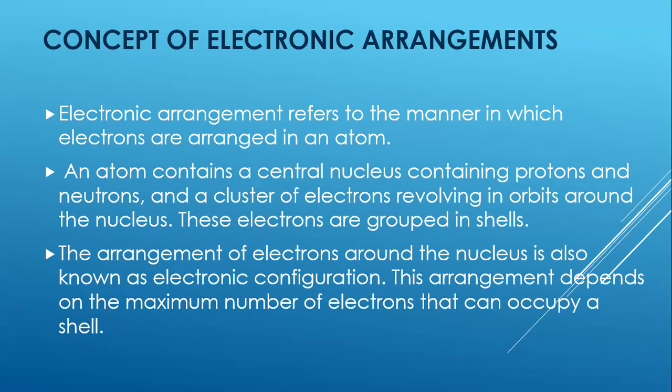Let's start with the concept of electronic arrangements. Now, electronic arrangement refers to the manner in which these electrons are arranged in an atom. We said that an atom consists of a central nucleus that contains the protons and the neutrons, and the electrons that revolve in orbits around the nucleus. Now, these electrons are the ones that are grouped in shells. The arrangement of the electrons around the nucleus is also known as the electronic configuration. Now, this arrangement depends on the maximum number of electrons that can occupy a given shell.